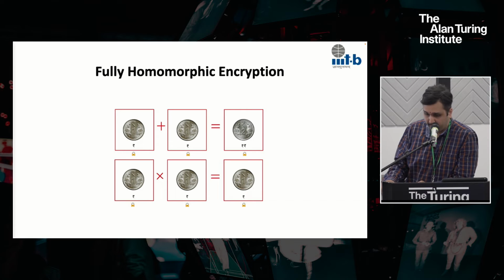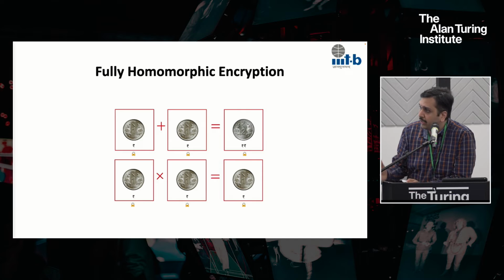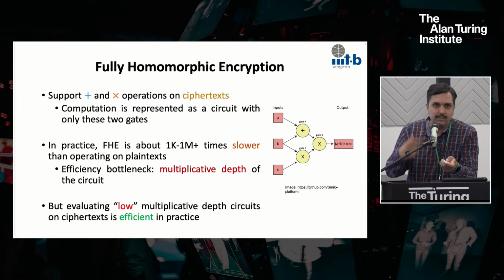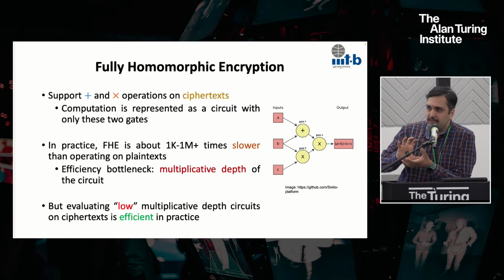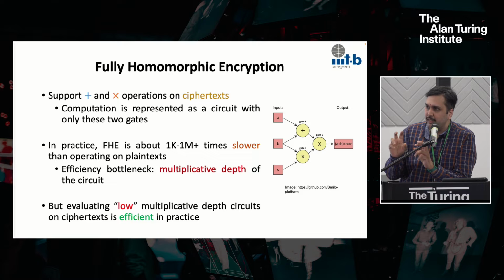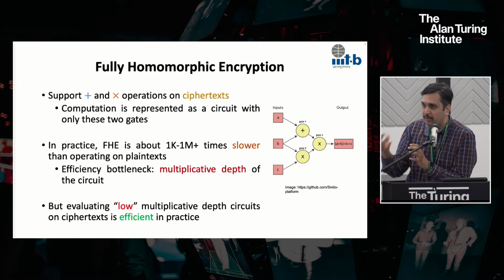So with multiplication, it turns out that the moment we can do addition and multiplication, we can perform any computation on that ciphertext. But the problem is you need to represent the whole computation as addition and multiplication operations, and there will be too many operations like that for any real-world computation, and hence it becomes slower. So this technology is about 1,000 to a million times slower than operating on plaintext.